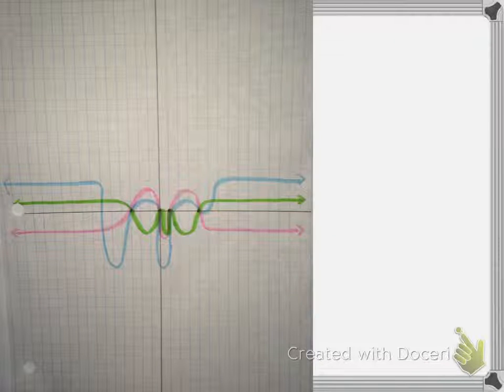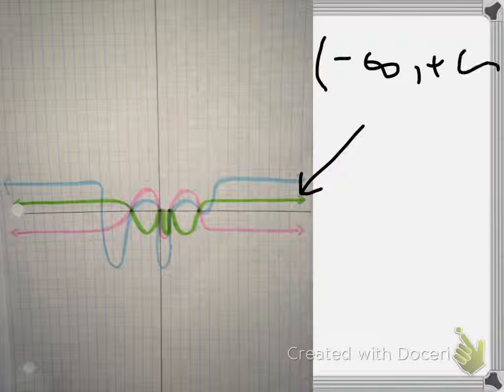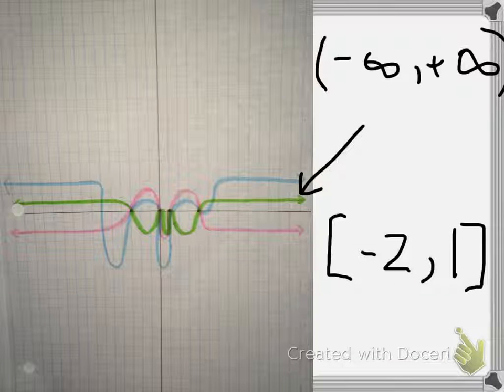The next function I have graphed is drawn in green right here, and like the first one, it has the same domain, which is -infinity to positive infinity. However, it has a different range, which is [-2, 1]. Again, going to the bottom of the function is -2, and going to the very top is 1.